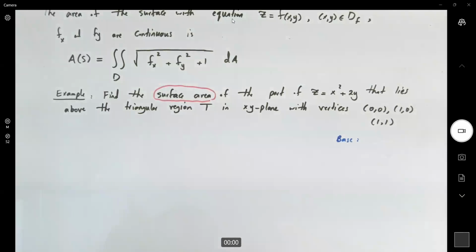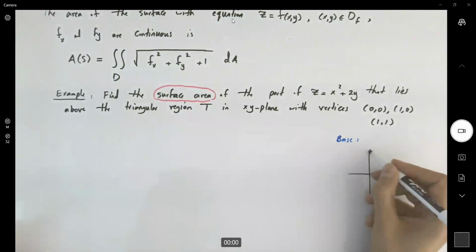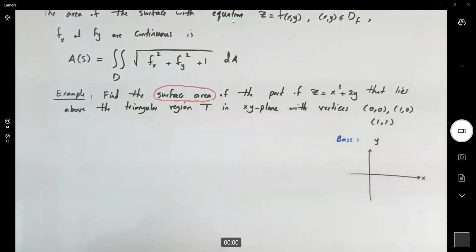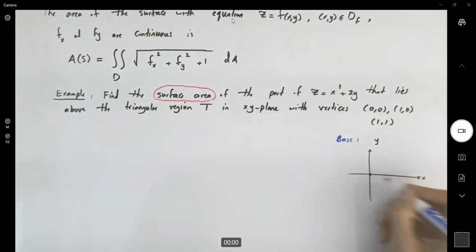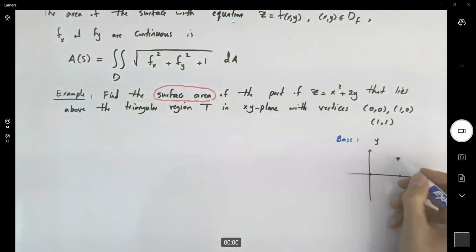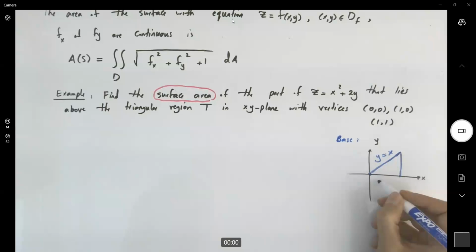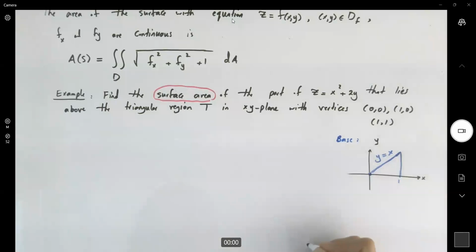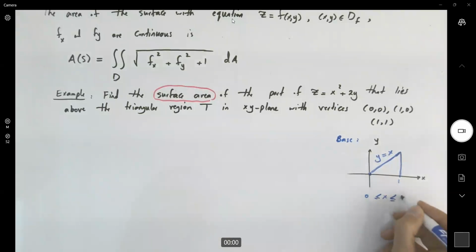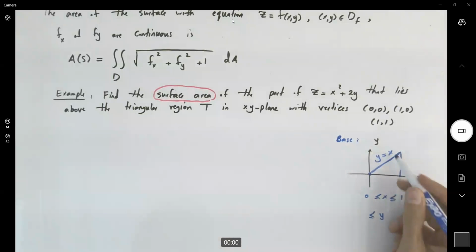Let's graph this. In the xy plane, we have (0, 0), (1, 0), (1, 1). So this is our triangular region that we're dealing with. As we all know, this is y equals x. This is just 0 and you have 1 here. Well, it's not very difficult to see that x is bounded between 0 and 1 and y is bounded between 0 and x.